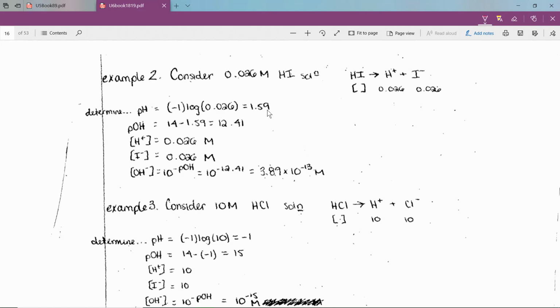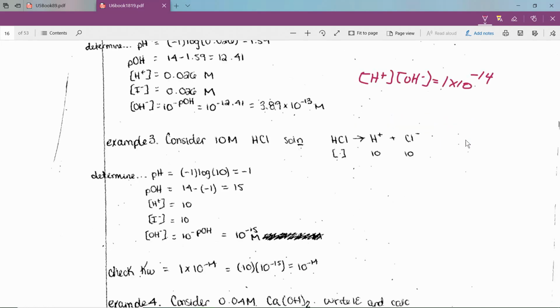So let's see, pH is less than 7, that's good. It's an acid, that's good. OH- is less than 10 to the minus 7, that's good. And a good way to check is multiply H+ times OH-, because remember, H+ times OH- always has to equal 1 by 10 to the minus 14, which it does.